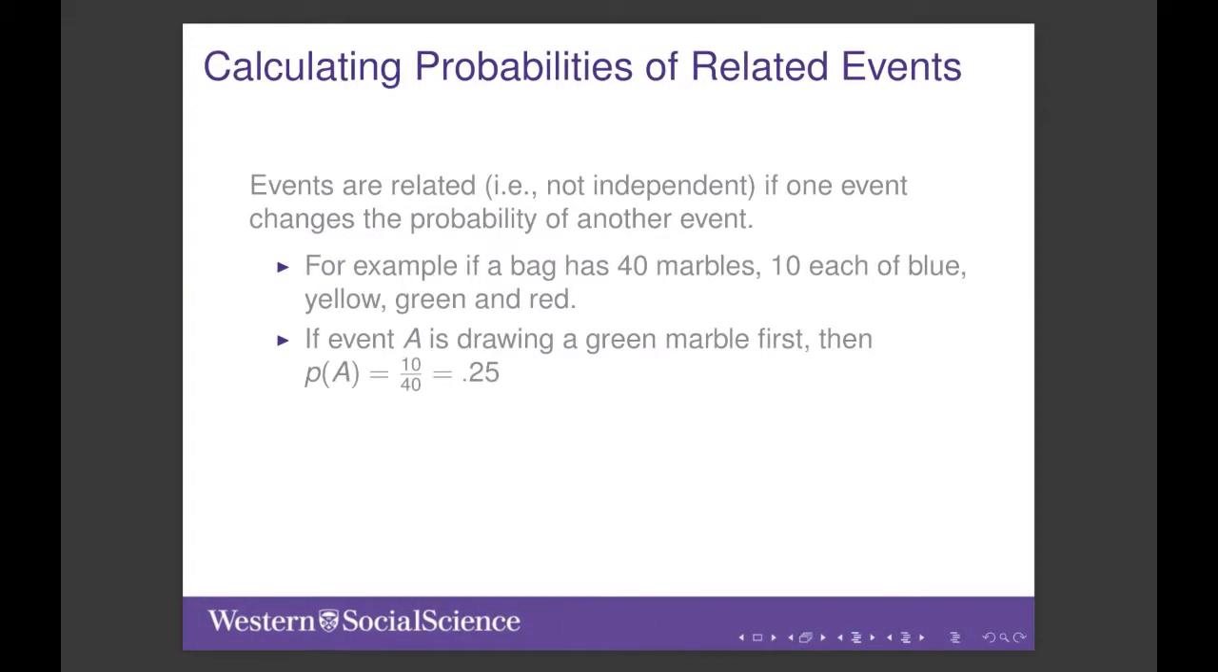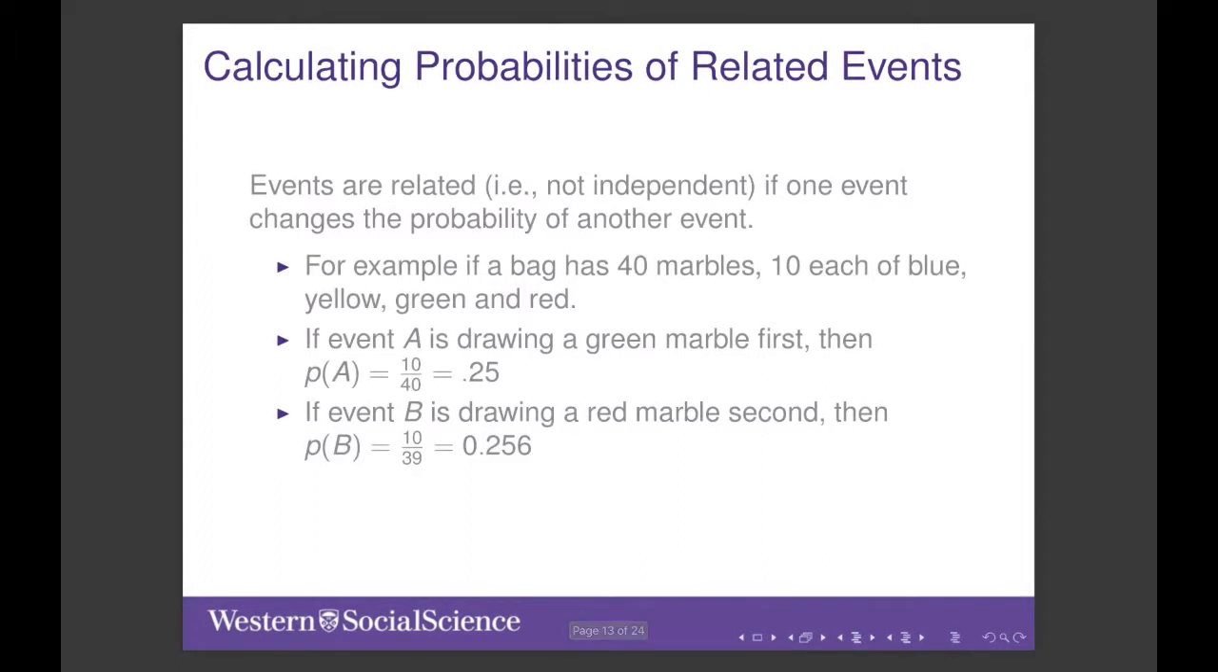If we want to know the probability of A, then B, we first need to know the probability of A. Let's say that event A is drawing a green marble. Then its probability is 0.25. The probability of drawing a red marble second, event B, then has a probability of 0.256, that is 10 over 39. There are 10 red marbles in the bag out of the remaining 39 marbles.